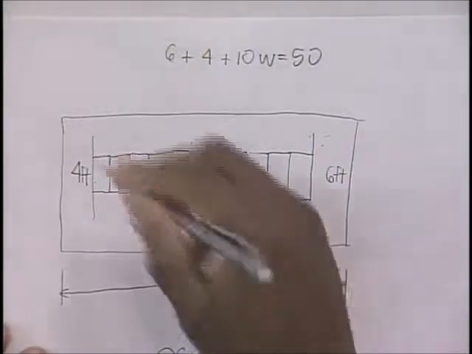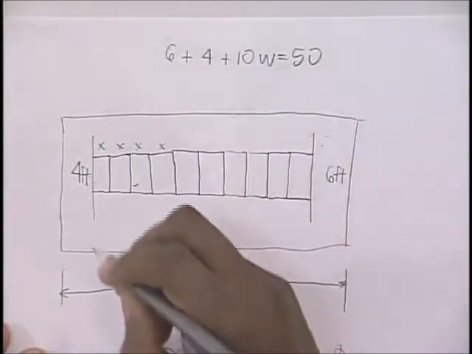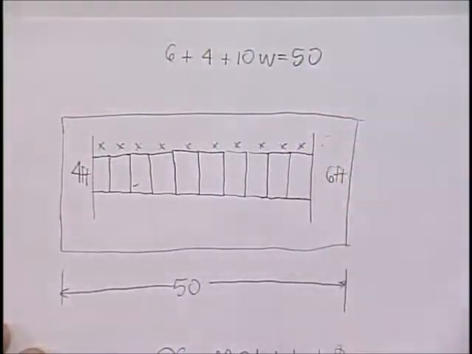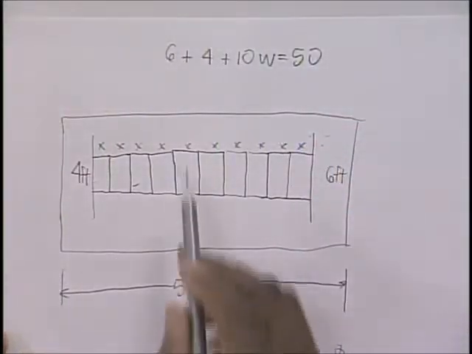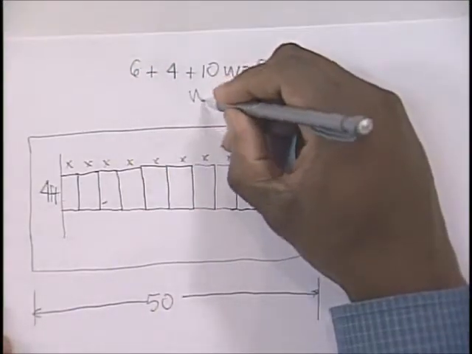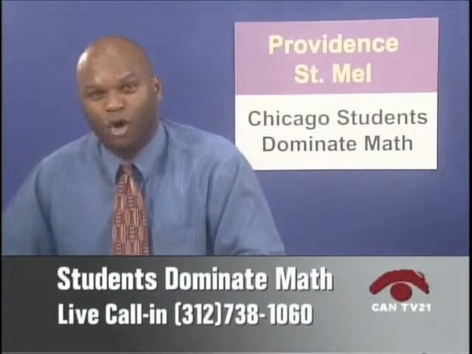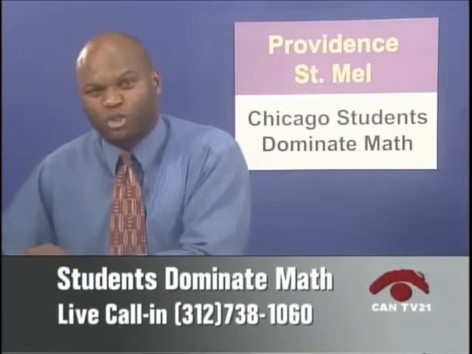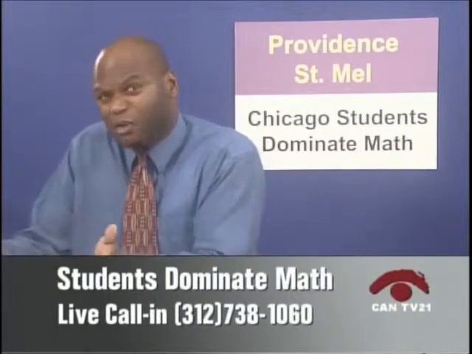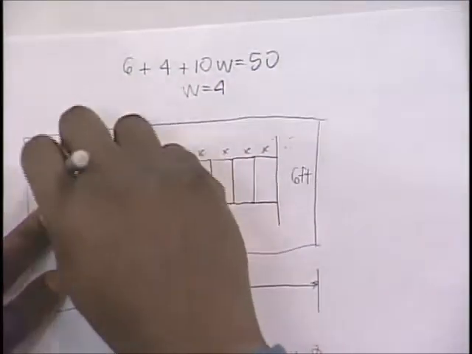Let's take a look at this problem. This distance from here to here is x. Each of these distances are x. So what have we just figured out? In solving 6 plus 4 plus 10w is equal to 50, we got the answer w is equal to 4. What does that 4 represent? It's one thing to just get an answer 4, but we're trying to bring some life to the problem. We're trying to show you how you can apply algebra to a real life situation. Maybe I should have called those w's.